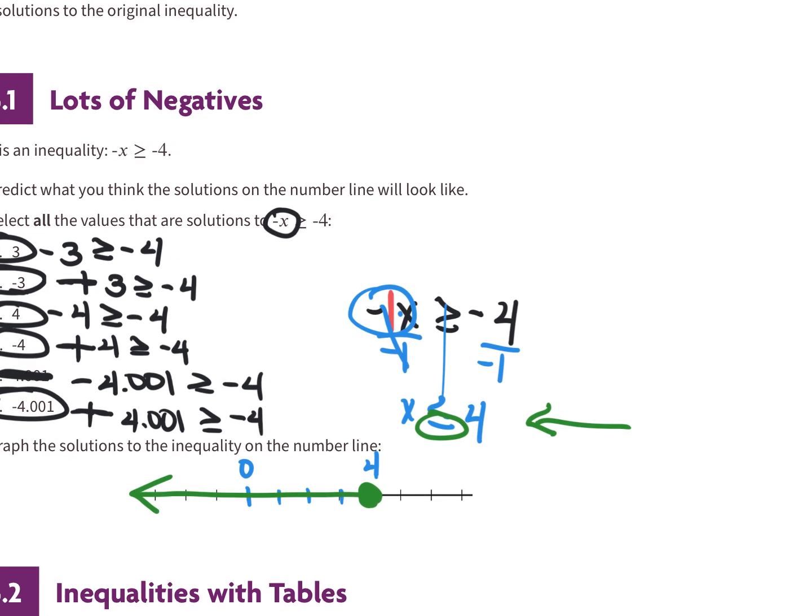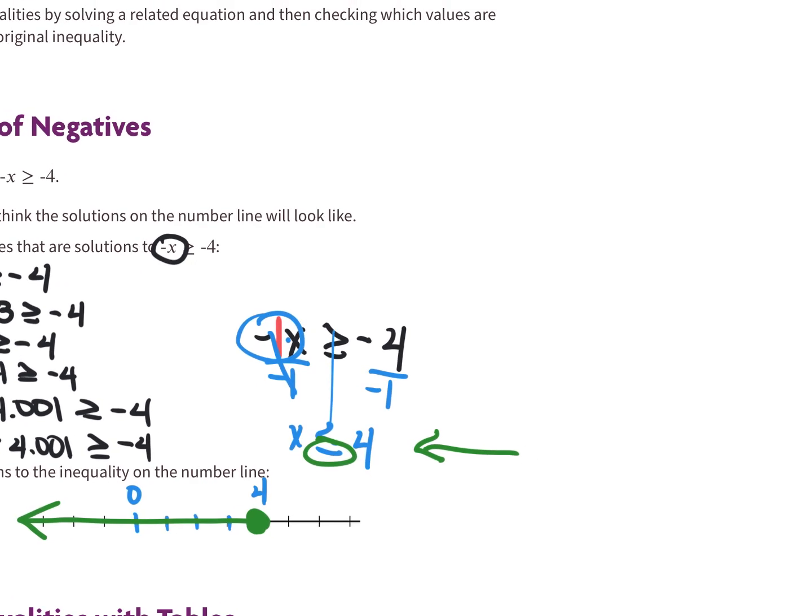Just a little refresher on graphing. If it's less than or greater than, it's just going to be an open circle. If it's less than or equal to or greater than or equal to, it's going to be a closed circle. So we fill it in. That's if we have these little lines at the bottom.